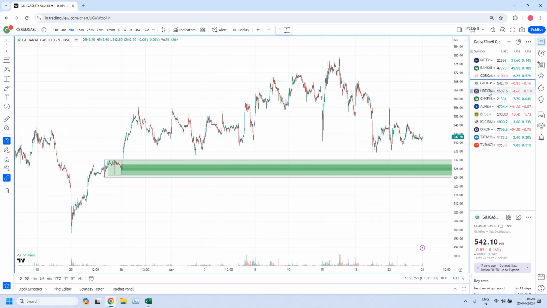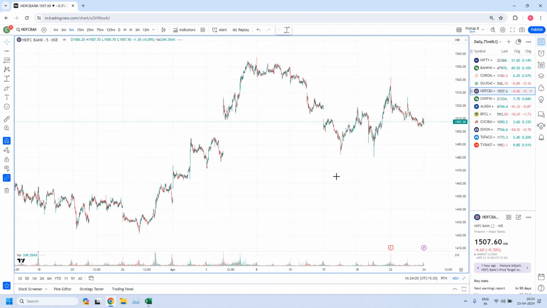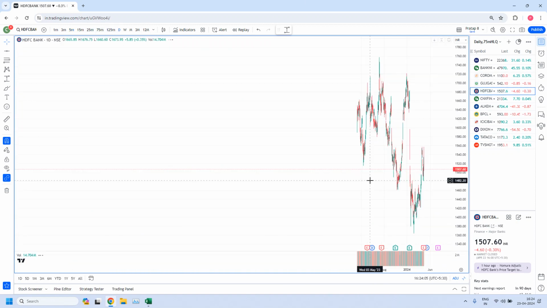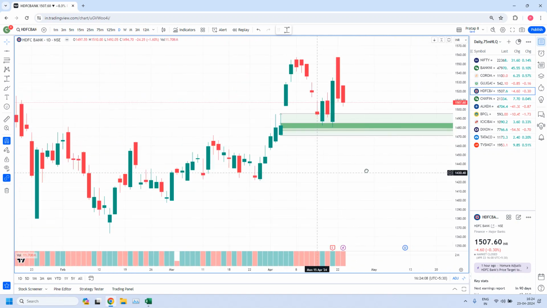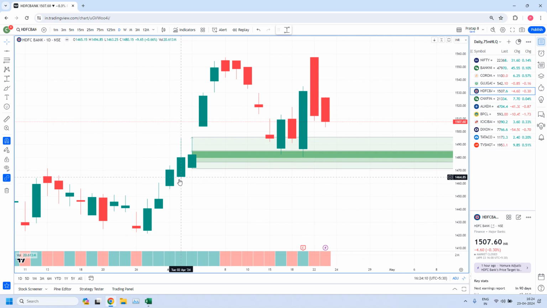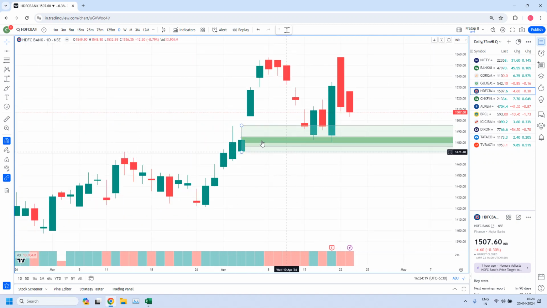Okay, the next one is HDFC Bank. Is this 75 or daily? First let me open daily. Yeah, this is also a daily zone. Rally base, rally with hidden body. This is HDFC Bank. And today we didn't get a trade, but how I fine-tuned, this is what you have to learn, right?